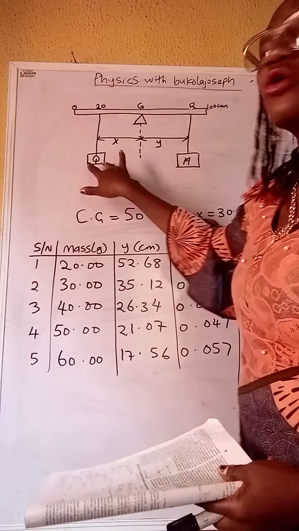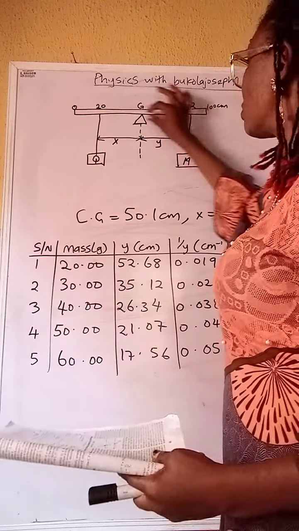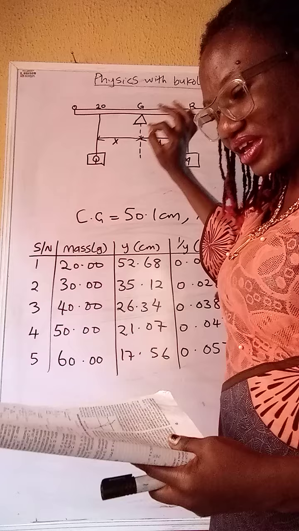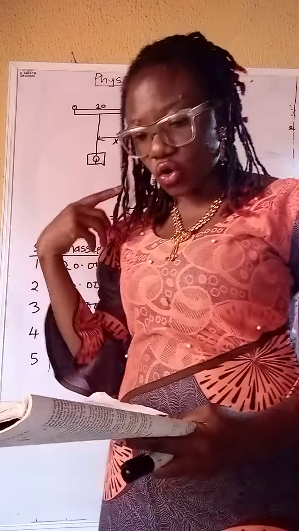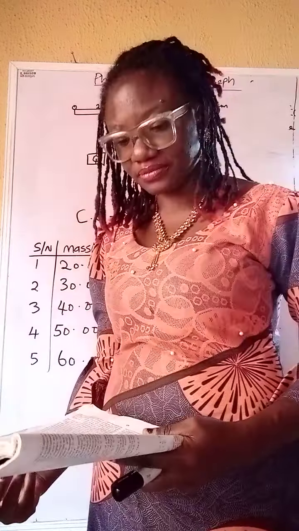Suspend a meter rule horizontally. So this is what you're expected to do first. On a knife edge support, adjust the meter rule carefully until it settles horizontally. What this particular instruction is telling you is to find the CG of the meter rule. You are expected to balance the meter rule on a knife edge. You keep adjusting until it is stable on the knife edge. Once it is stable, you mark that point and then take your reading.